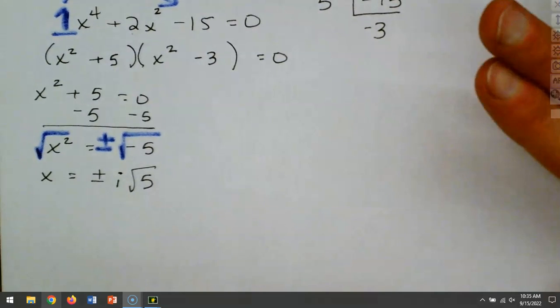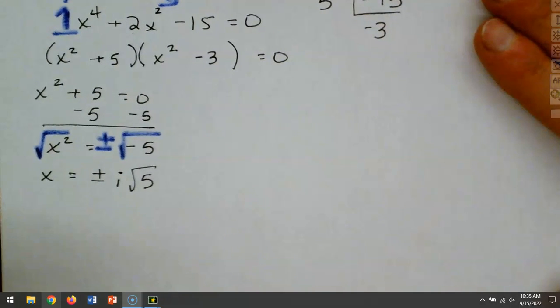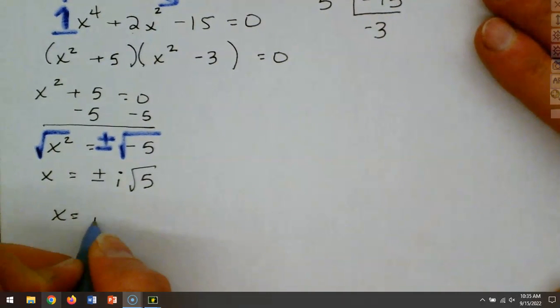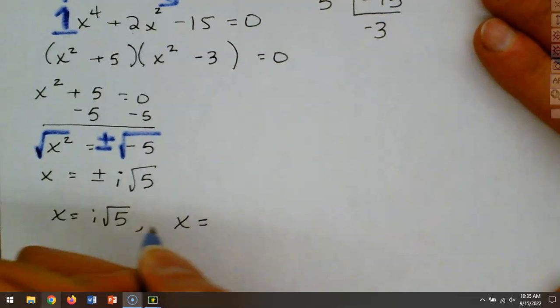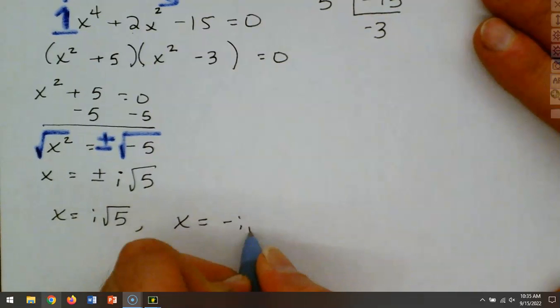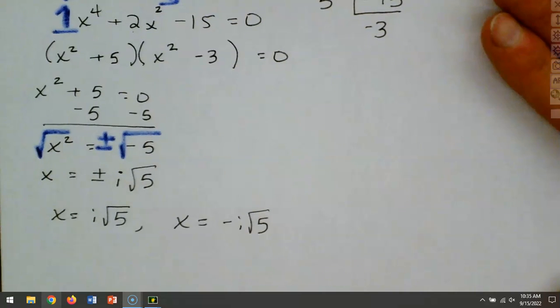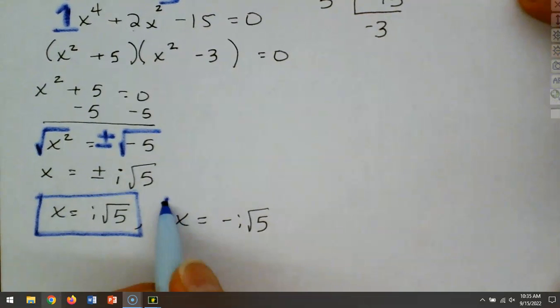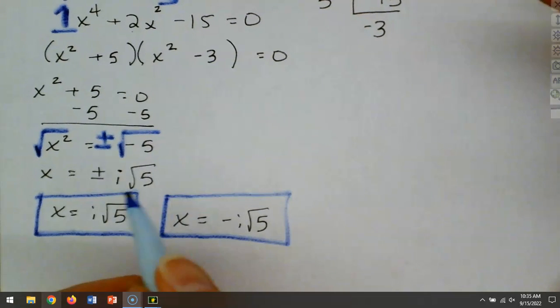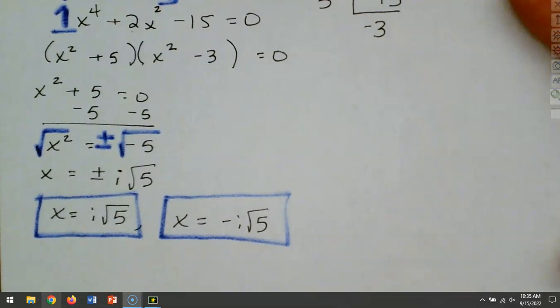And what would my 2 solutions actually be? Just so we have them. x equals i square root of 5. x equals negative i square root of 5. So there's 2 of them from this piece, right? Each one of these is going to give me 2 solutions. What about the other 2? Where are they coming from?